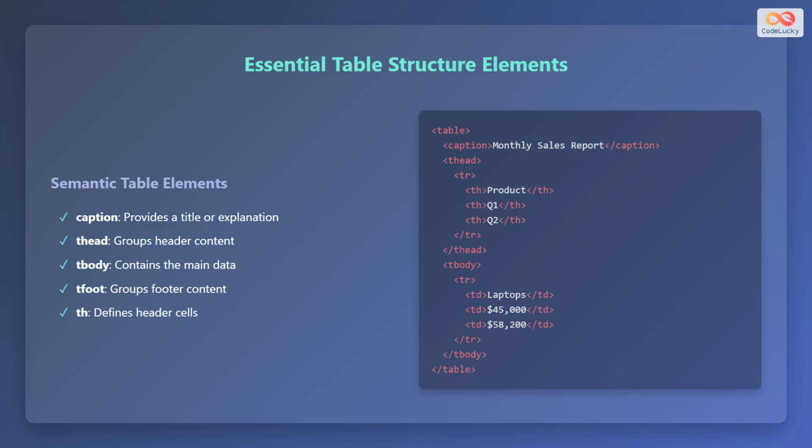Here's an example of a table using these semantic elements. Notice how the table is structured with a caption, table header, table body, and appropriate use of table header and table data elements. This structure significantly improves accessibility for screen reader users.